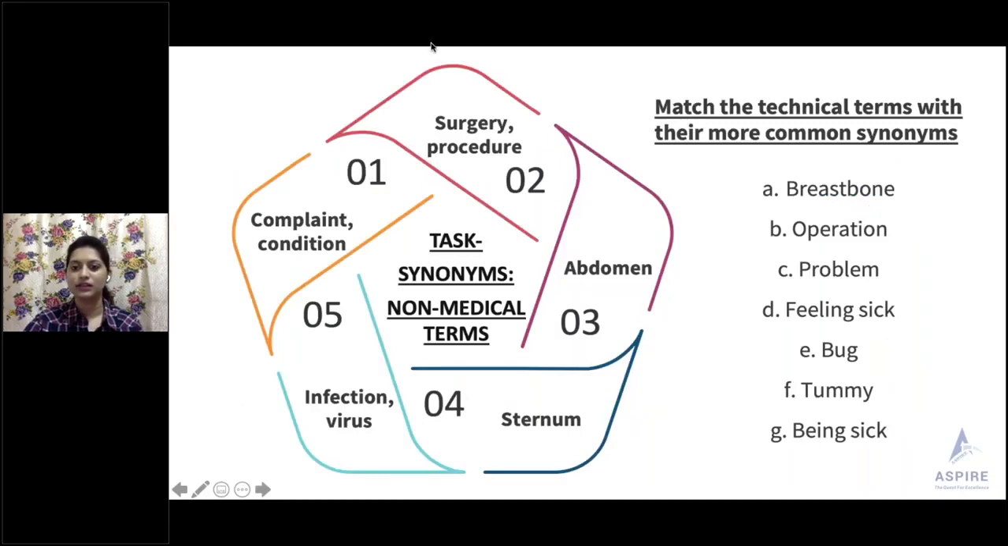So here's a little task. As I said, the patient will not be using medical terminology. There might be instances where the question will be in medical terminology and the patient is saying it in layman terms. So here's a little task. Match the technical terms with the more common synonyms. So here are your technical terms or medical jargon.